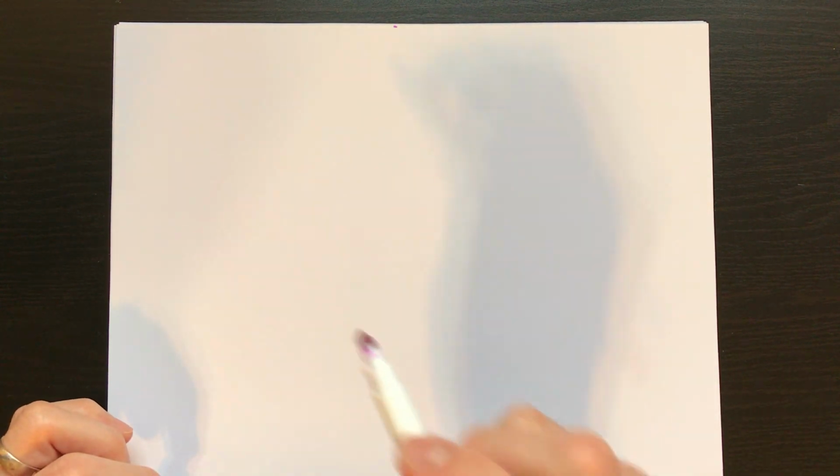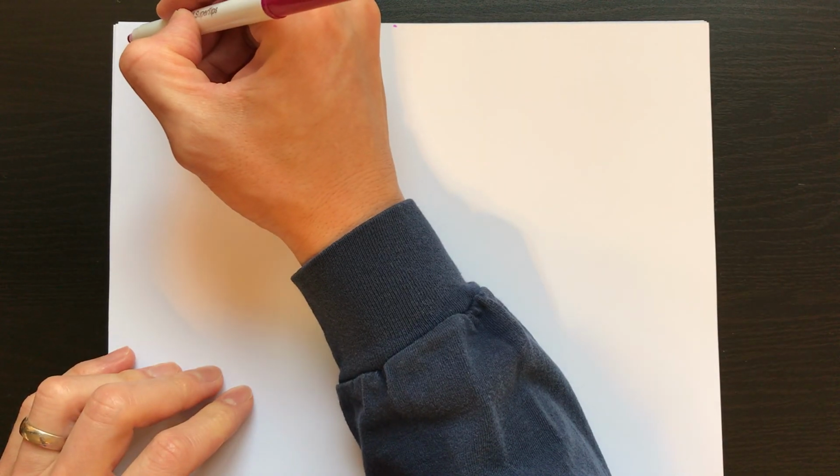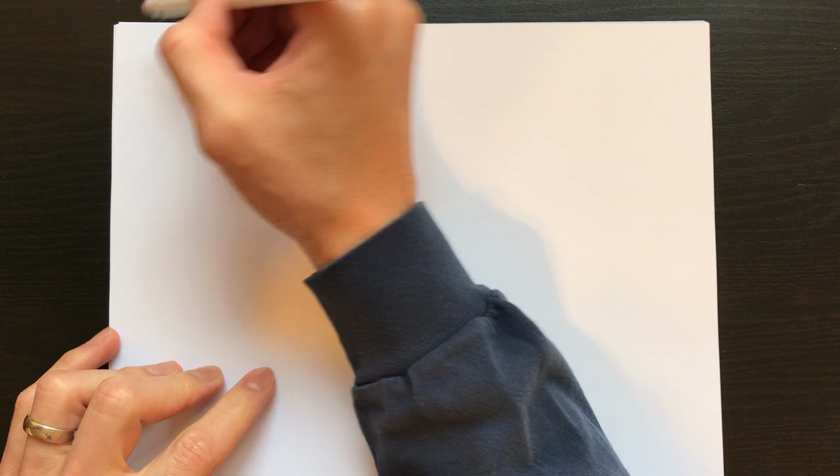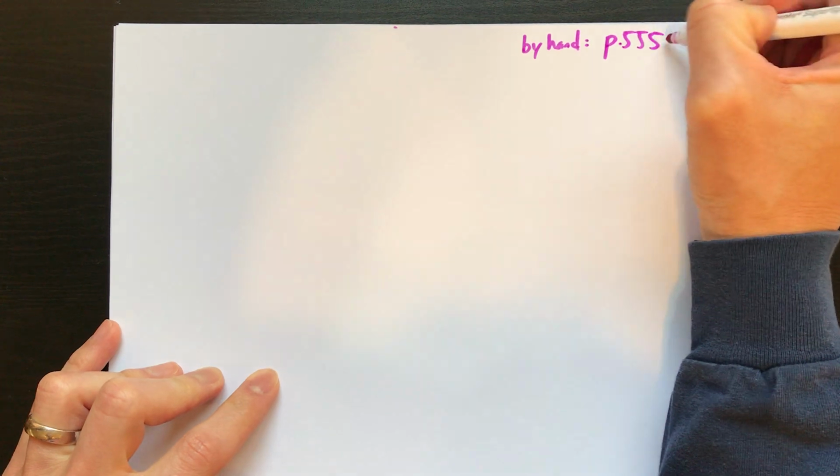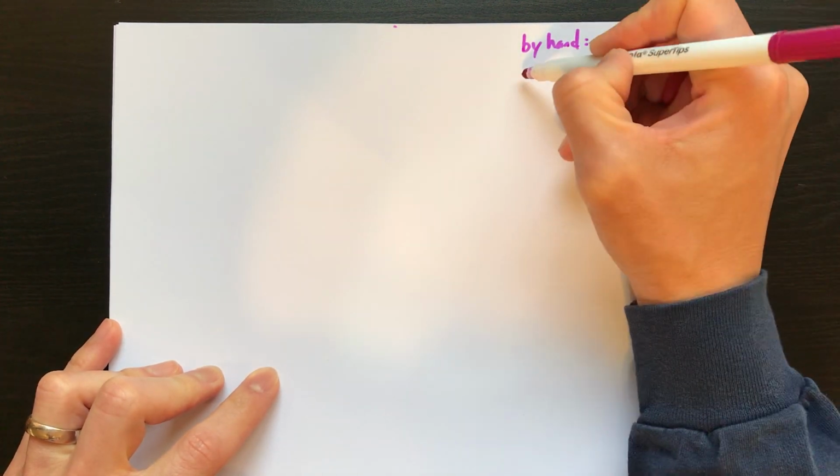So part 3 is our calculation part. So we're going to do this by calculator, but if you want to do it by hand, you can take a look at page 555 to 557, and then calculator, page 558.